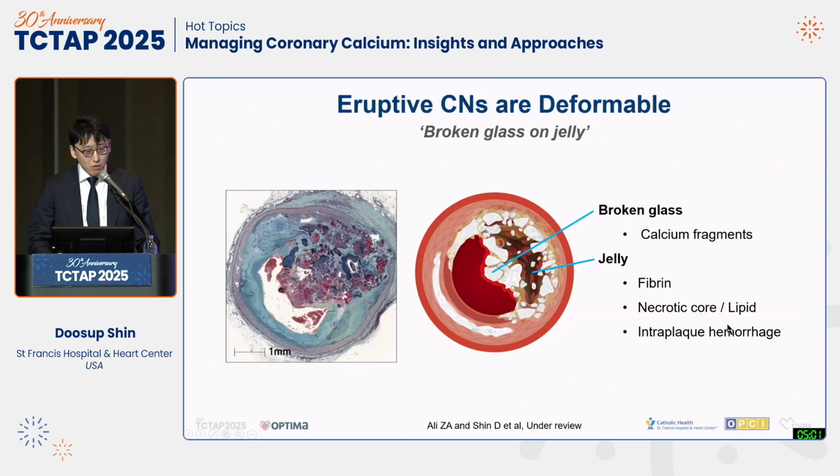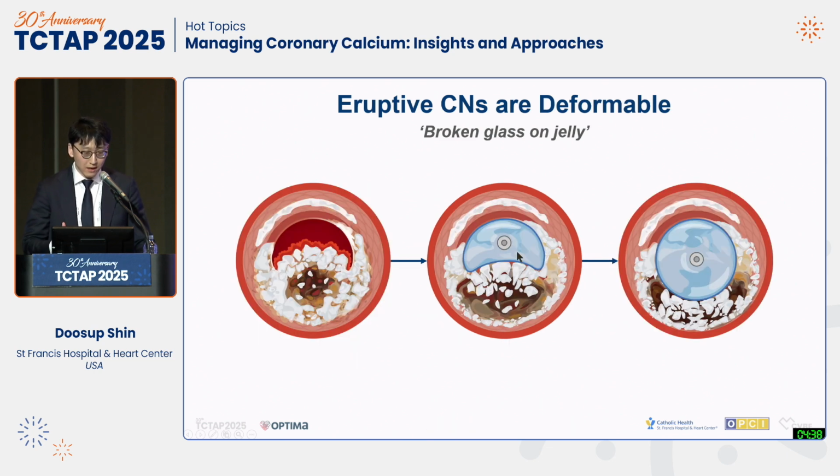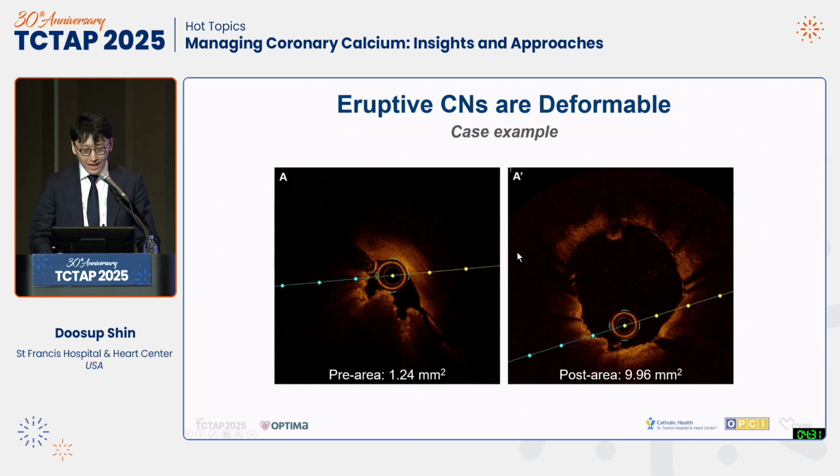Recently, we have noticed that the subtypes of calcified nodules are related to deformability. Eruptive calcified nodules from the Disrupt CAD studies are usually deformable, and we think that is because the broken glass, which is the calcium fragments, is on top of soft material like fibrin, necrotic core, lipid, and intraplaque hemorrhage. So with balloon angioplasty, you can technically push the calcium inside the soft material and redistribute this nodule, and we can achieve good stent expansion with just balloon angioplasty.